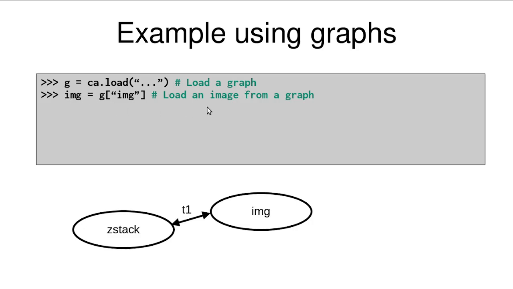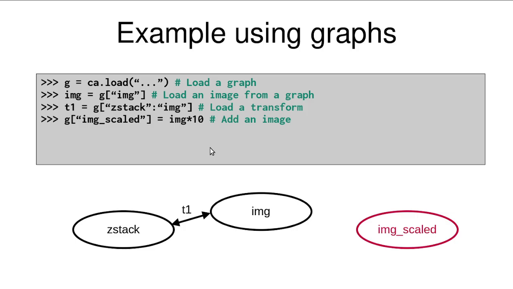Once we've loaded our graph, if we want to get one of the images as an image file, as a 3D volume, you can use these square brackets to load it. If you want to load a transform, you can also use these square brackets, except instead of just passing the name of the node, you pass the name of the first node that you want, and then a colon, and then the name of the second node. So this will be the transform going from z-stack to image in this case.